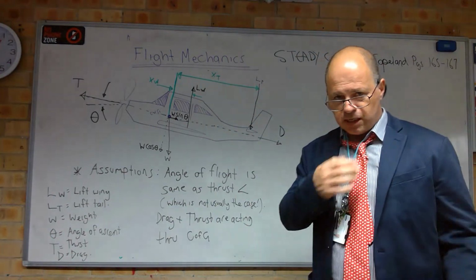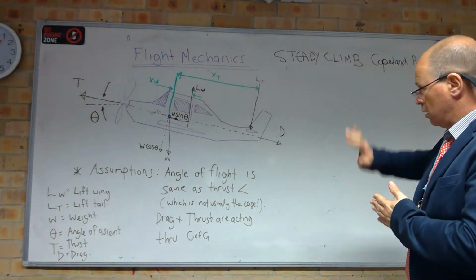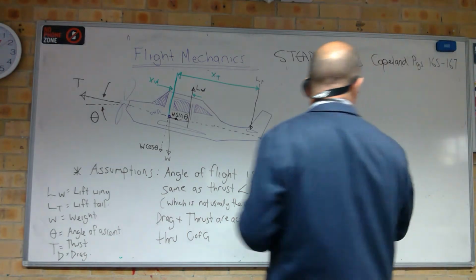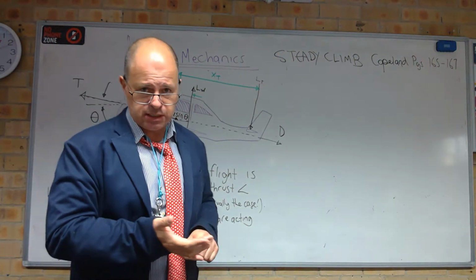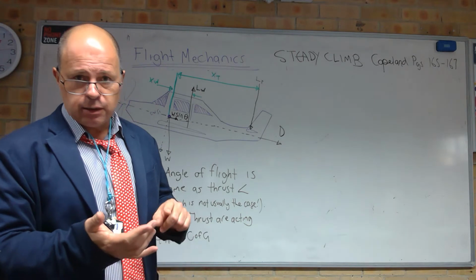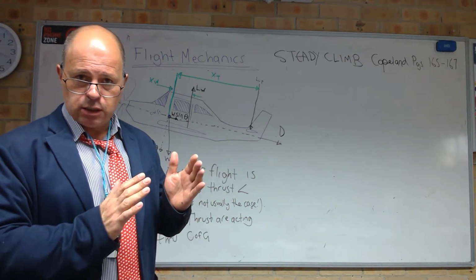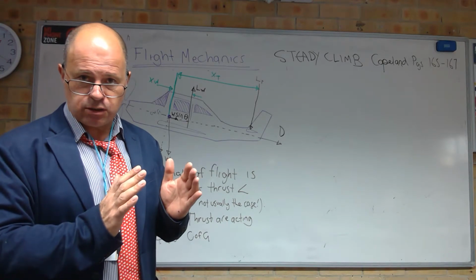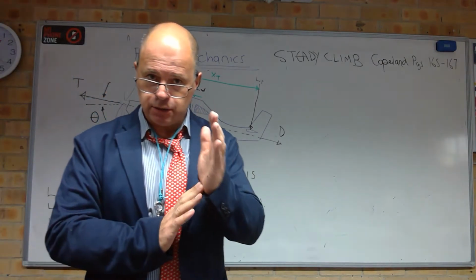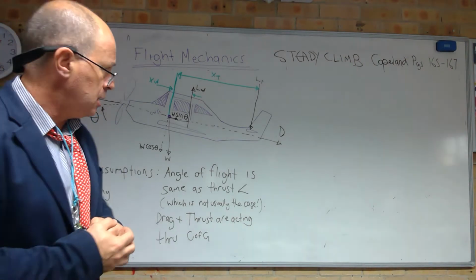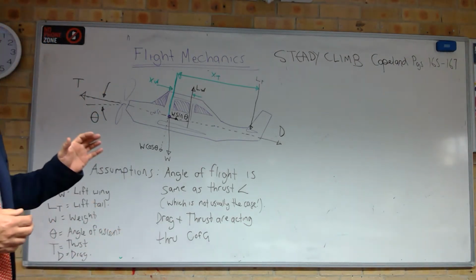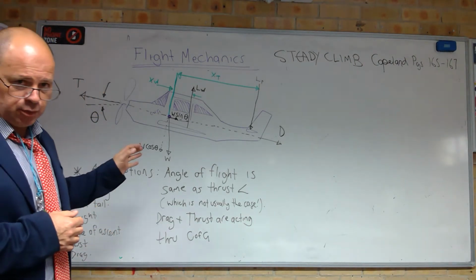Okay, folks, we're going over Copeland pages 165 to 167. We've done steady flight, a simple version, and then a more complex version where the forces and mechanical forces acting on the aircraft are not aligned, so we create moments. This is an example of a steady climb.